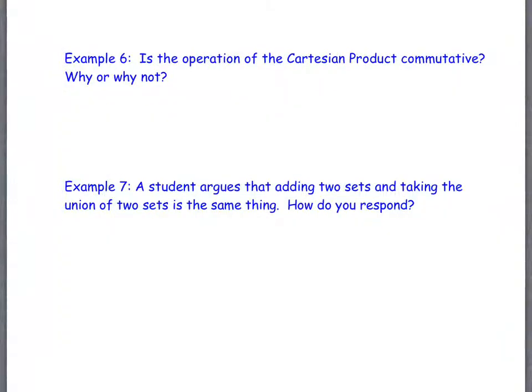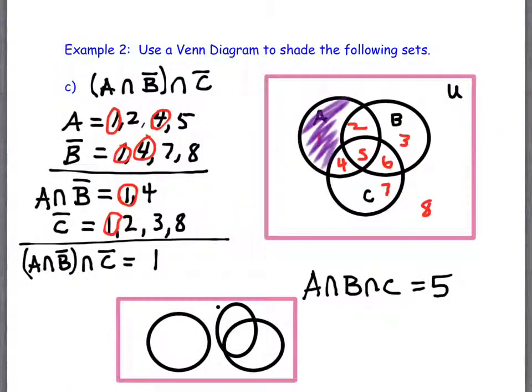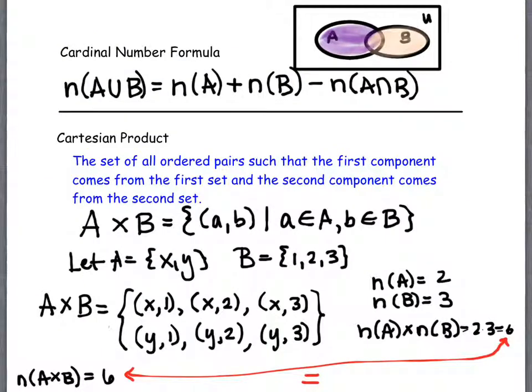Okay. Have one more example. 2 more examples, 1 more slide. Is the operation of Cartesian product commutative? Why or why not? So Cartesian product, we'll go back to the slide that had that on there to reference it. Looked like this.